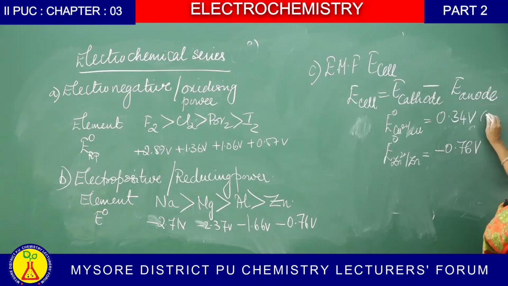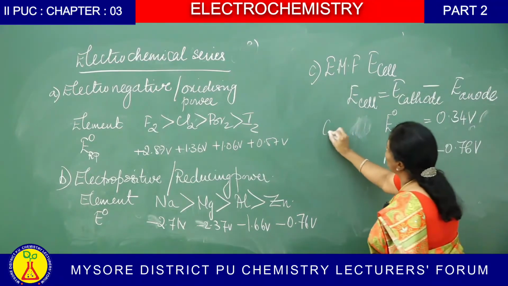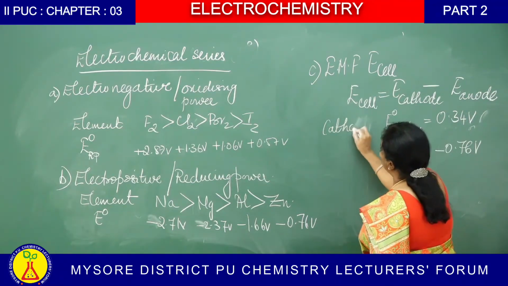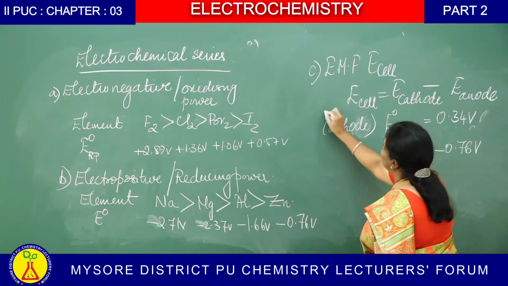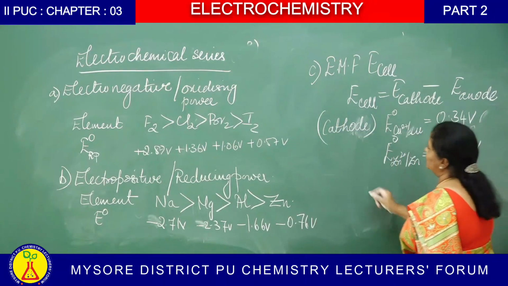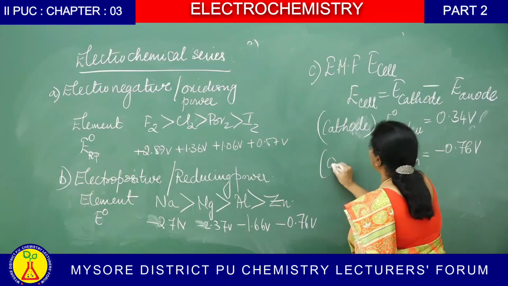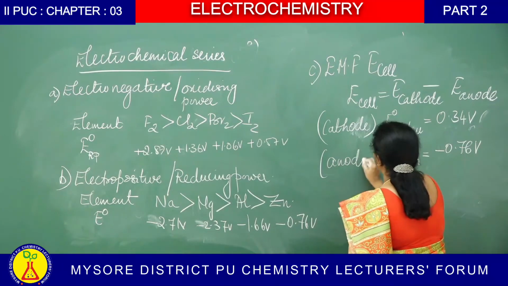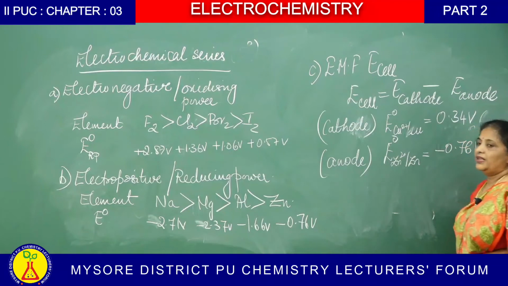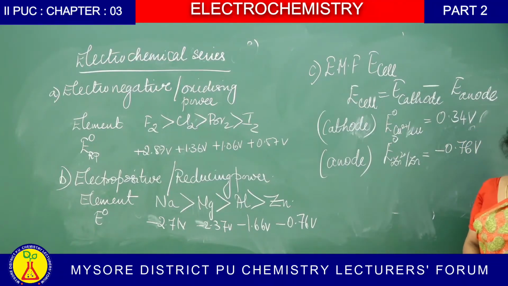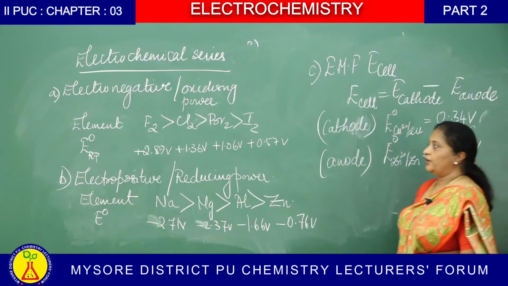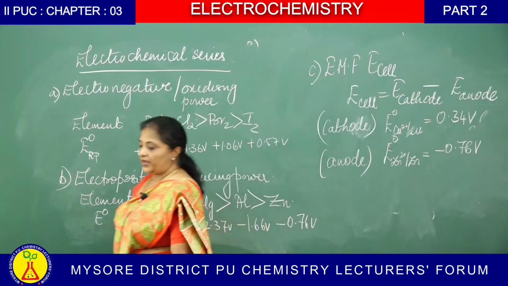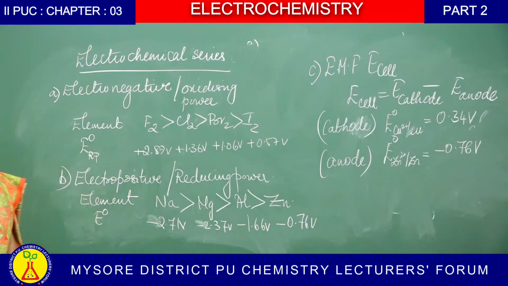So, copper will act like the cathode. The more positive the value of the electrode potential, the more the metal will act like a cathode, and the more negative the value of the standard reduction potential, the more the metal will act like the anode. So, this is the third application of the electrochemical series.